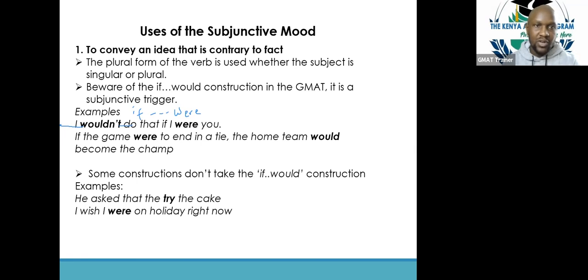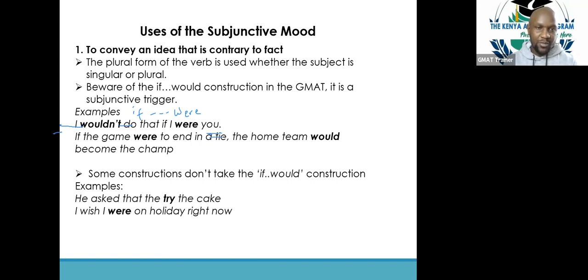If the game were to end in a tie, the home team will become the champ. So again, you can see the structure here manifesting itself, the if-were structure. And of course, then the conditional form of it is would, as used in both examples.